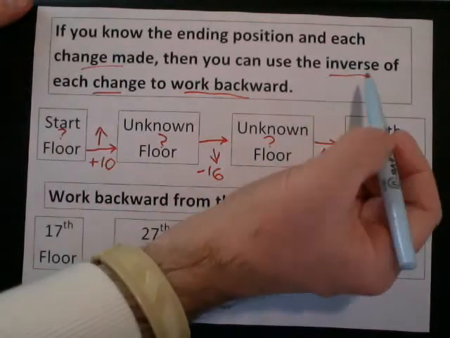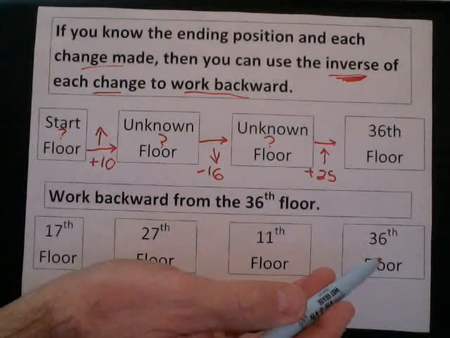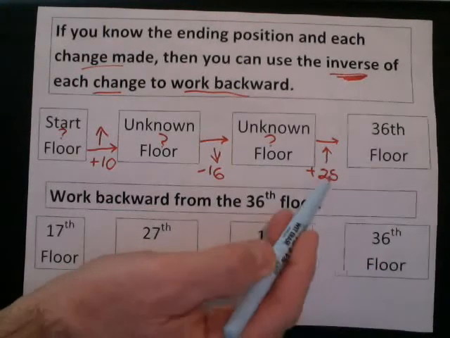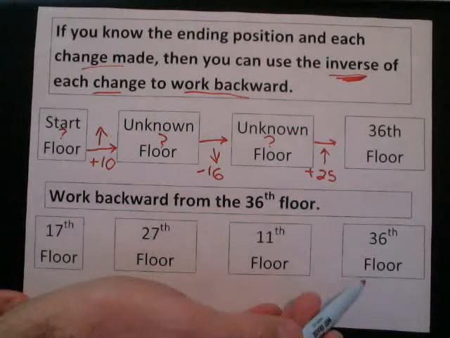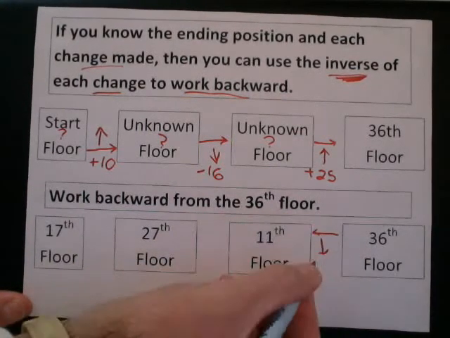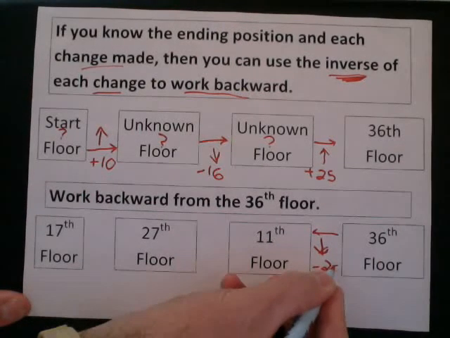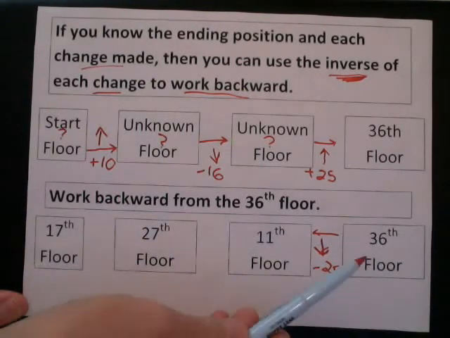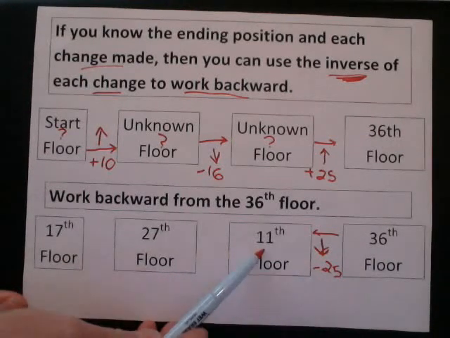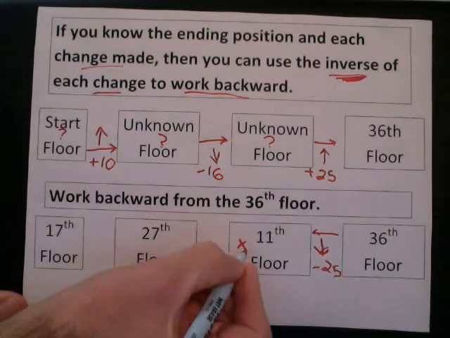Now, if we want to use the inverse, all we have to do is say, okay, well, let's get on the 36th floor, and instead of going up 25, let's go down 25. So from here to there, we're going to go down 25. So if we take 36 minus 25, we get 11. Okay? So now we know that they were on the 11th floor.